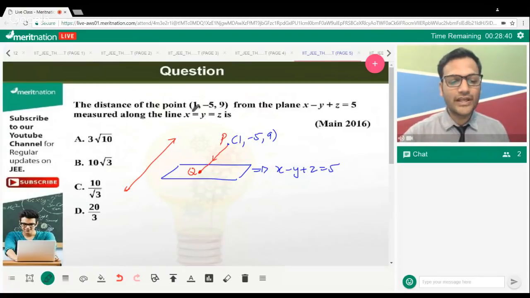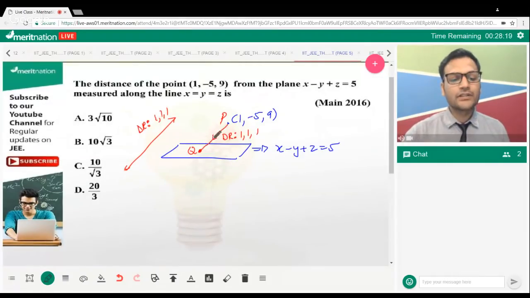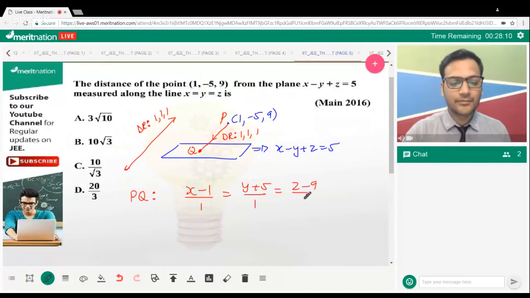The simplest way to go about it is, you know that the drs of this line will be 1 comma 1 comma 1. Why? Because x upon 1, y upon 1, z upon 1. So the drs of this line will also be the same, 1 comma 1 comma 1, or maybe proportional to it. So we can choose 1 comma 1 comma 1 and figure out the equation of PQ. We can write PQ as x minus 1 upon 1, y plus 5 upon 1, and z minus 9 upon 1, which can be equated to some lambda, right?